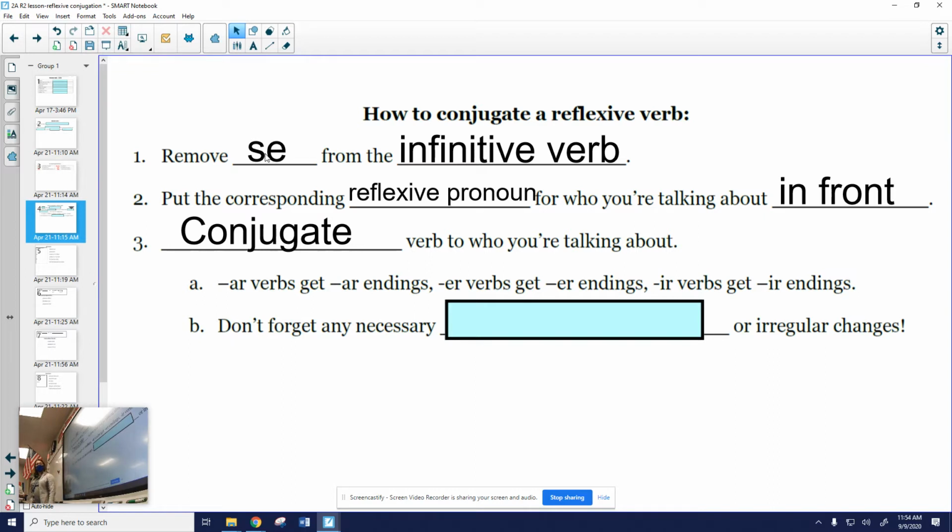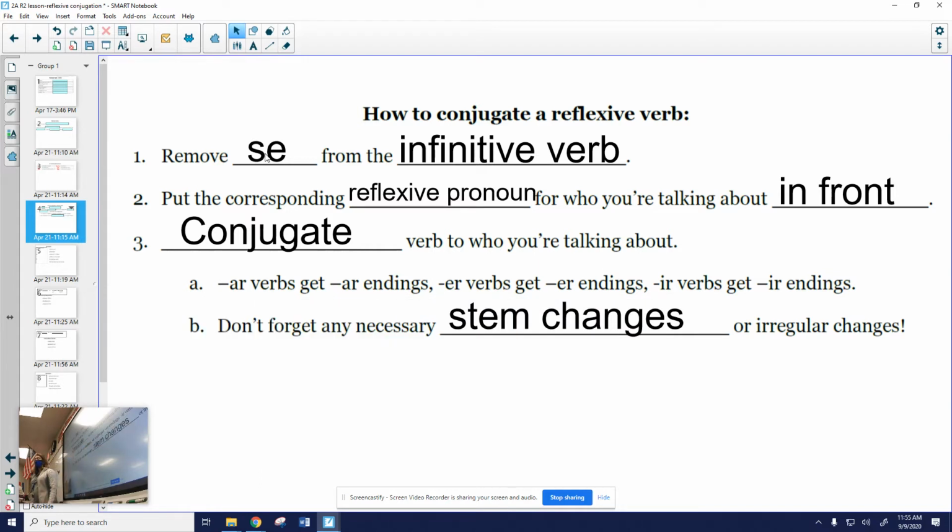Then we have to conjugate the verb to who you're talking about. And don't forget that reflexive verbs can be AR, ER, or IR verbs, so make sure you use the correct endings and the correct tense. Are you talking about the present tense, the preterite tense, the present progressive, I am doing? And don't forget any necessary stem changes or irregular changes.